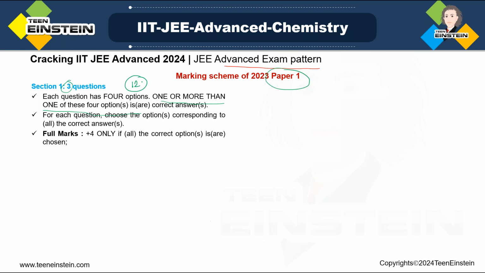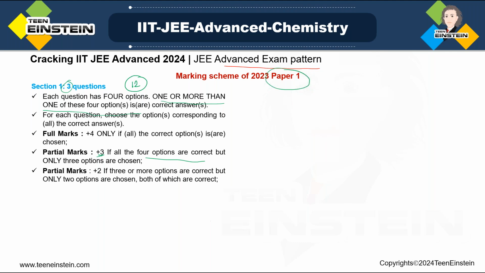So 4 marks will be given if you are selecting all the correct options. But suppose there is more than 1 correct option and you are selecting only some of them. For example, partial marks of +3 will be given. Suppose all 4 options are correct, but you have chosen only 3 options. So you will be given partial marks.